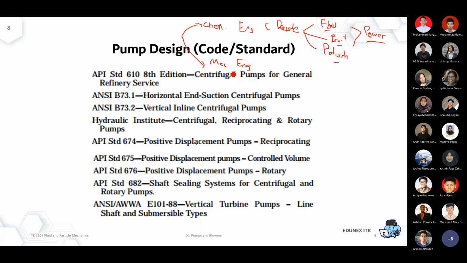But mechanical engineers will not really focus on the flow rate, pressure differential, and so on. Rather, they will focus on the detailed dimensions of the pump. That will be more the responsibility of a mechanical engineer. We just need to know a little bit, but not in much detail. So when we talk, let's say, about the centrifugal pump later, let's say we want to work with a centrifugal pump.